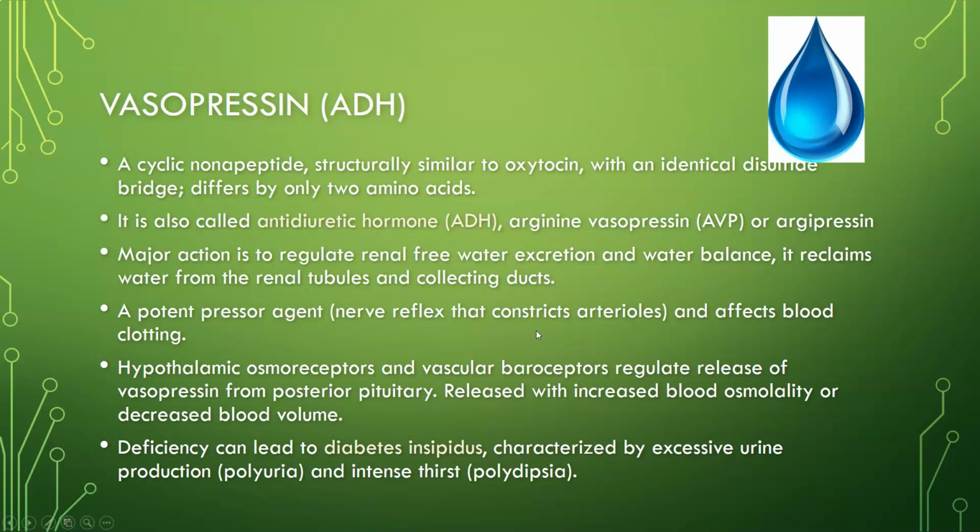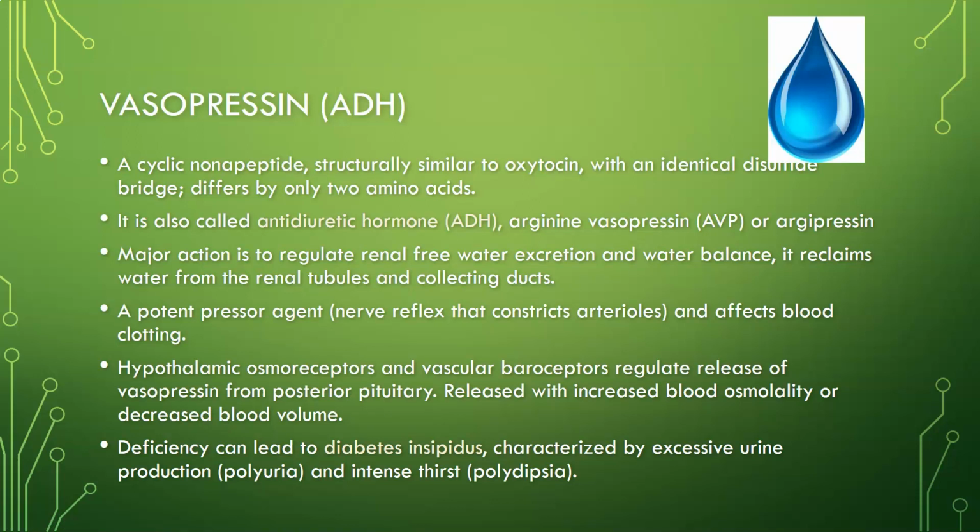The hypothalamic osmoreceptors and the vascular baroreceptors, so they're looking for osmolality and pressure, how diluted or concentrated your blood is and what your blood pressure is, will regulate the release of vasopressin from the posterior pituitary. It is released with an increased blood osmolality, so your blood is more concentrated, indicating dehydration and the need for you to conserve water, or decreased blood volume, which again means that you probably need to conserve the water and move it from the urine back into the blood.